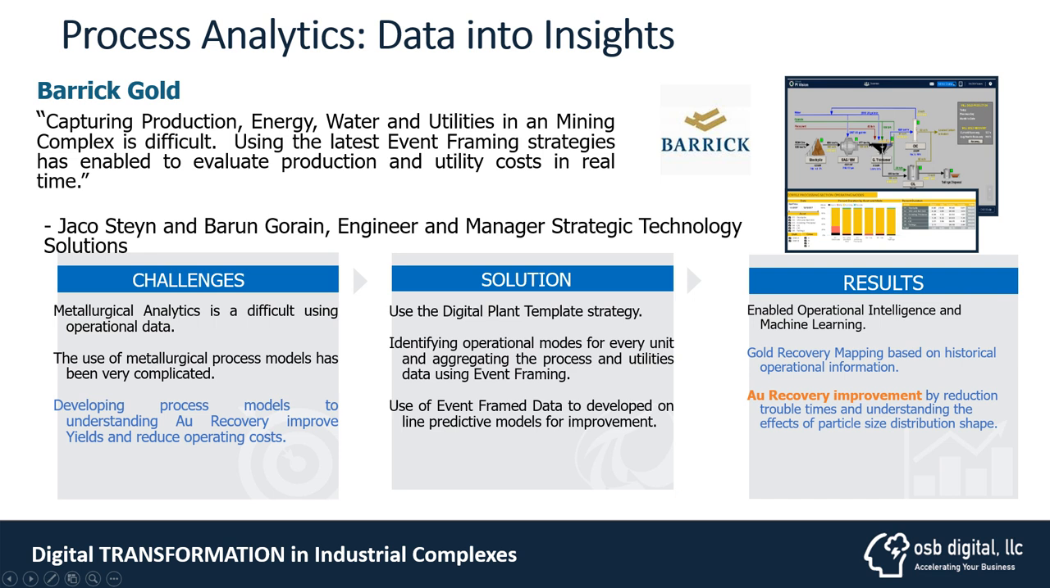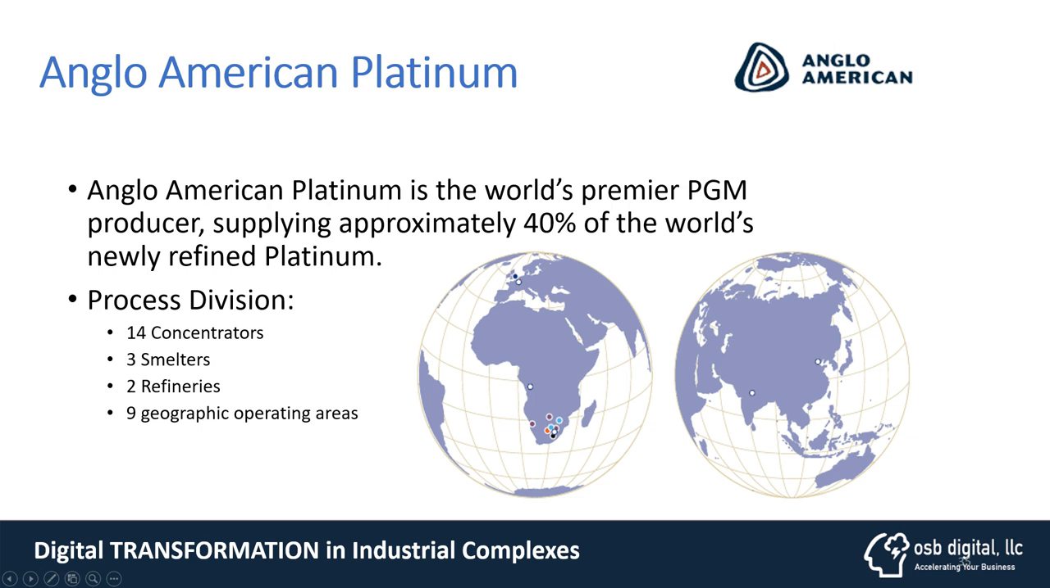We presented a paper with Jacob Stein and Barun Gorain at the SME a few years ago, so if you want to read a little bit more, there is quite a bit of additional information that you can get. And on the other side, we got also Anglo American. Anglo American implemented this using a slightly different technology, but with the same concept of this digital twin, applied to 14 concentrators, 3 smelters, 2 refineries, and 9 geographical areas.